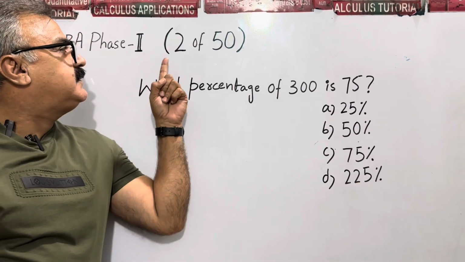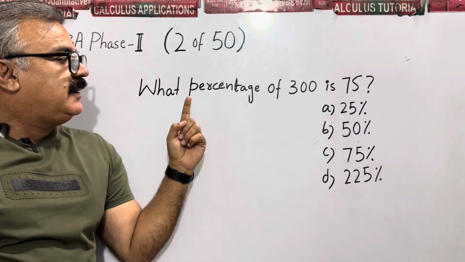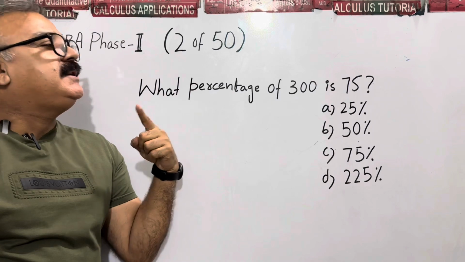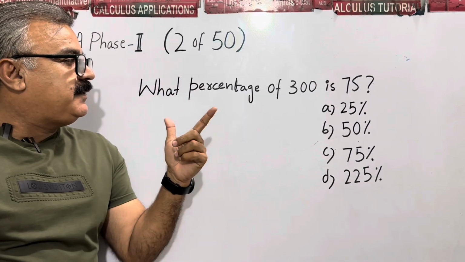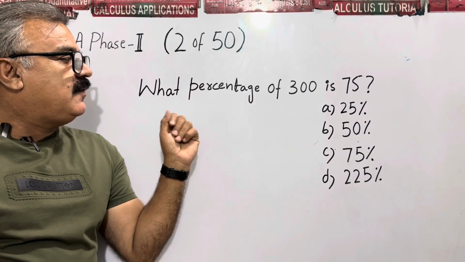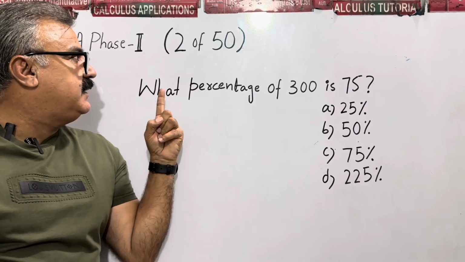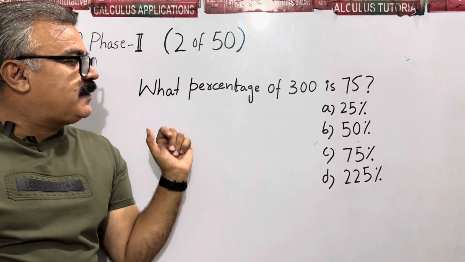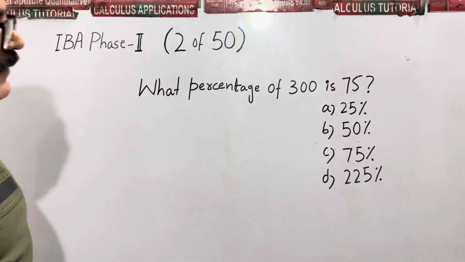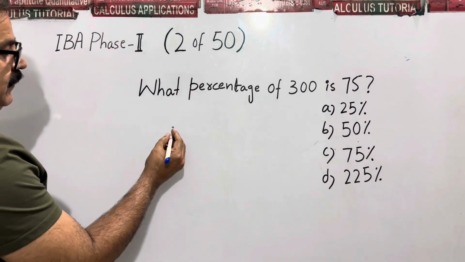In the first of 50 we have done how to find the percent of something. The question was what is 10% of 470? And we have done this with some variation as well. What is 470% of 10? They both result in 47. Our question number 2 is what percent of 300 is 75?